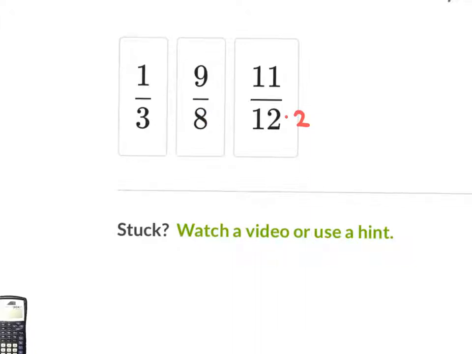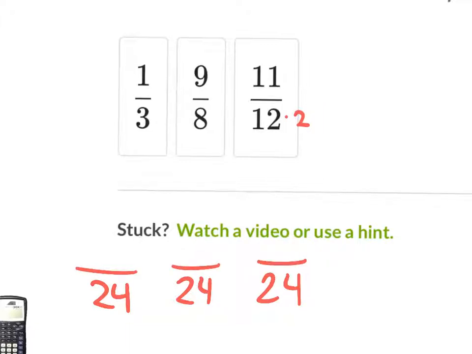So 24 is that magic denominator that we need. 24 right here, 24 over here, 24 over here. So I'm rewriting all three fractions, but instead of the current denominators that they have, I'm changing those denominators to 24. And once I have all the same denominators, I'll be able to look at the numerators and then determine which one's the smallest, which one's the middle one, which one's the biggest. So again, the 12 times 2 got me the 24. So what I do to the bottom, I must do to the top.